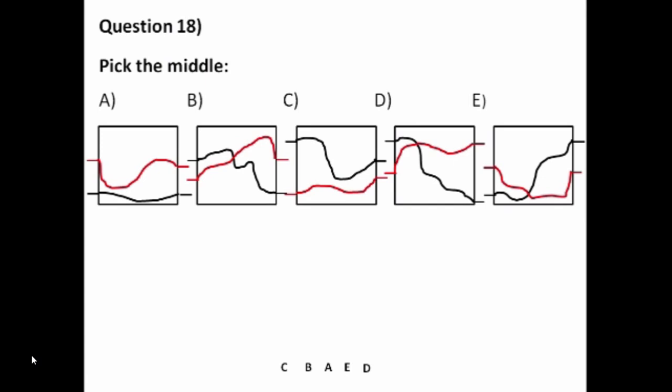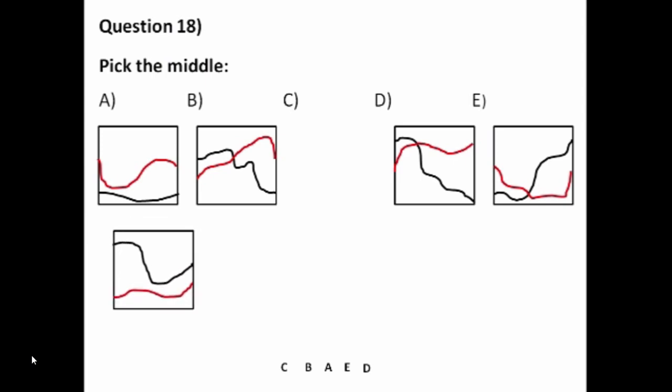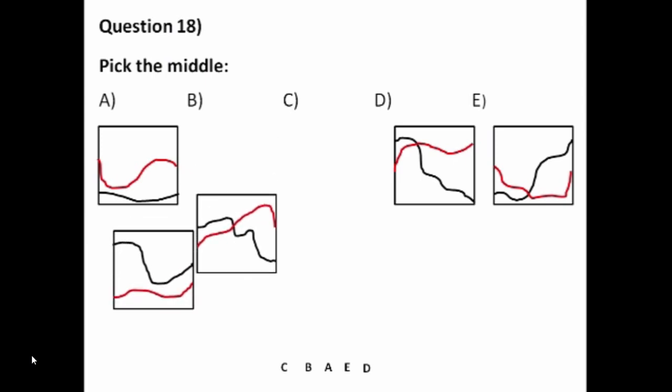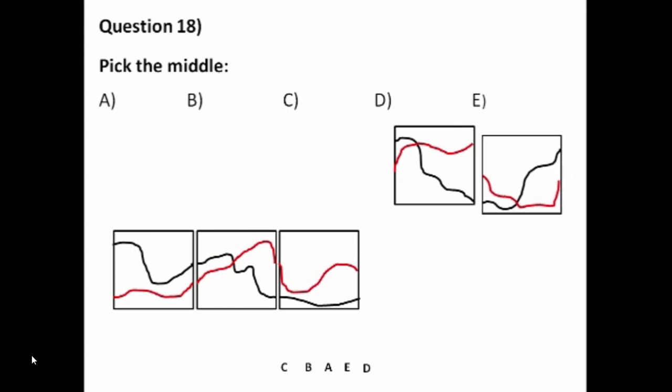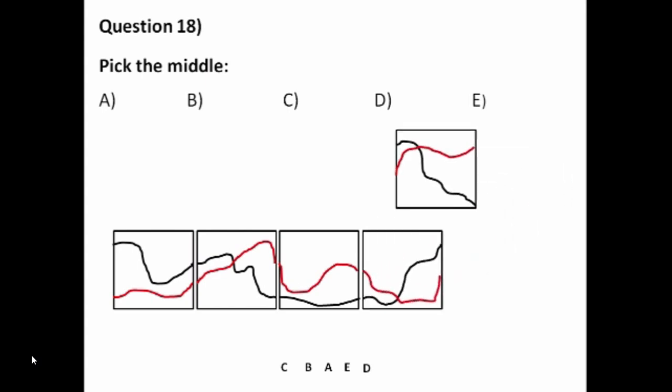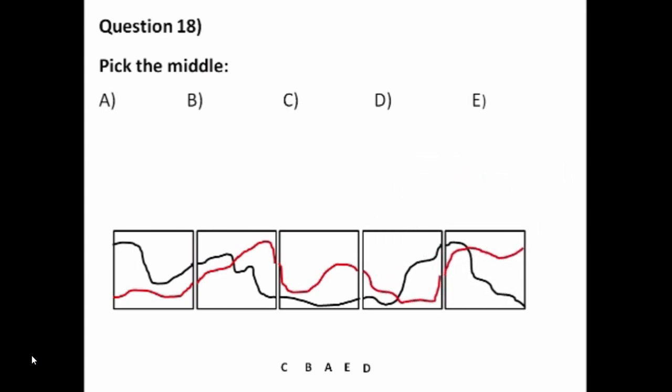And that's our sequence. And now if you look at this, when we put them together, so first of all C, then we have B, then A, then E, and finally D, you can see how it works. So A is correct. And that's all there is to it.